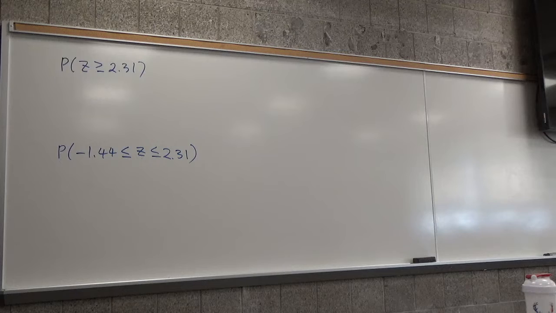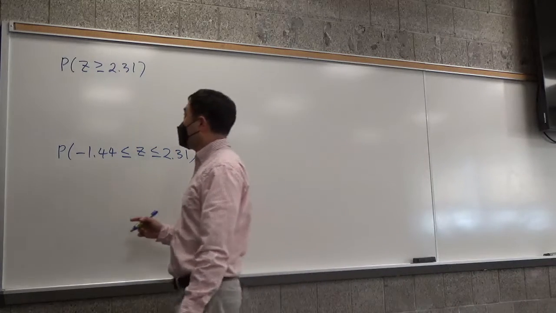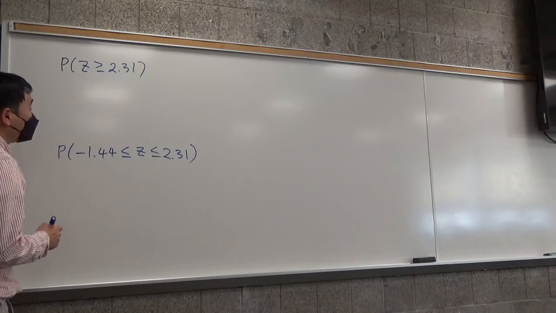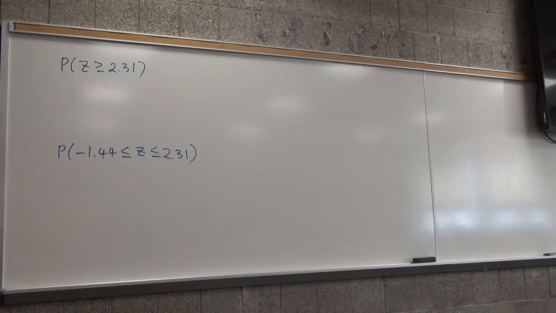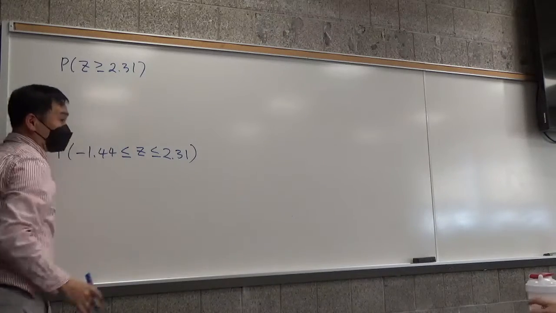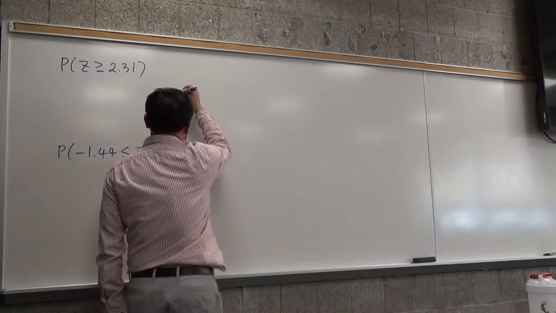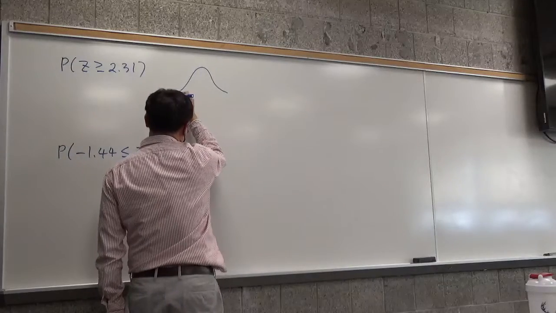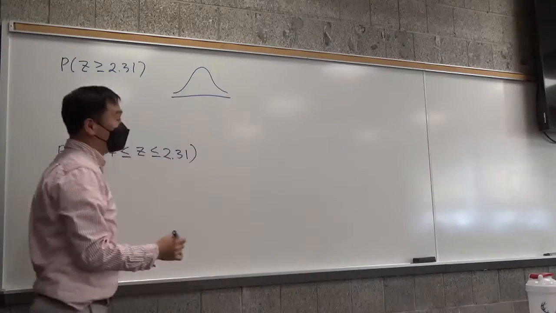So let's try these two questions. You have the standard normal distribution, and what's the probability that z would be greater or equal to 2.31? And the question also asks you to sketch the picture.